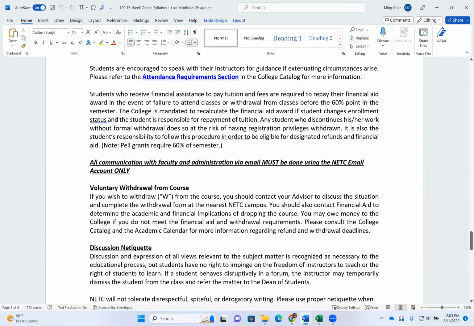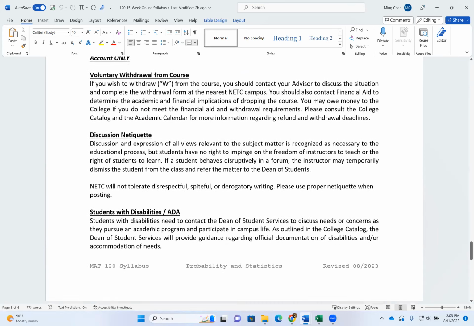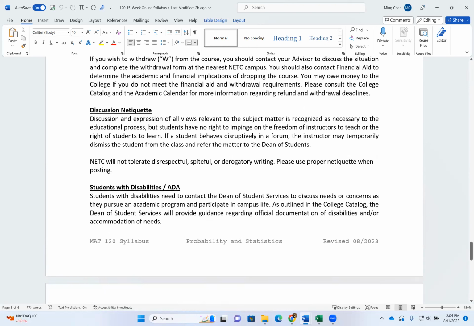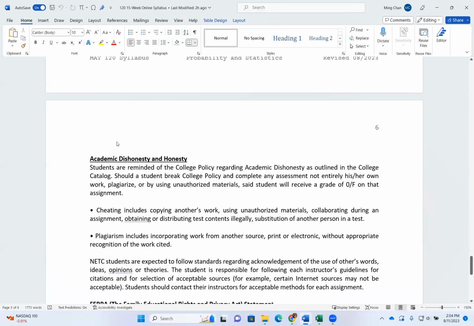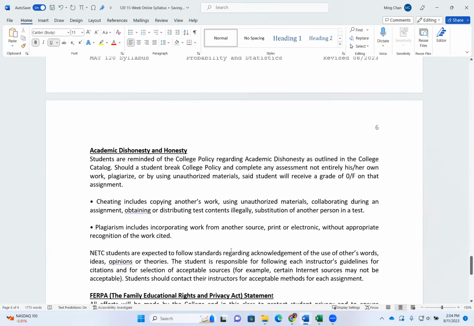All right, here are the voluntary withdrawal from the course and discussion etiquette. Students with disability: if you do have a documented disability and require accommodation, please contact the Dean of Student Service. He or she will provide guidance regarding official documentation and or accommodation of needs. All right, here is our policy for academic dishonesty and honesty.